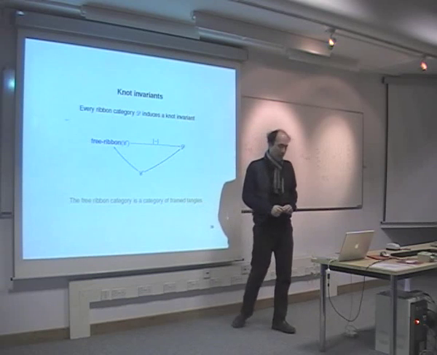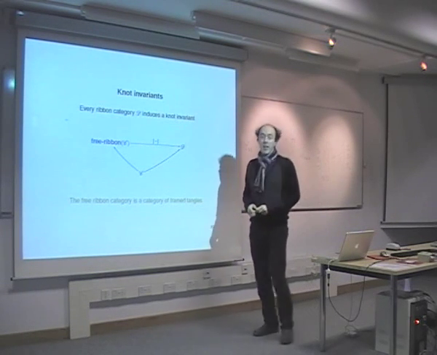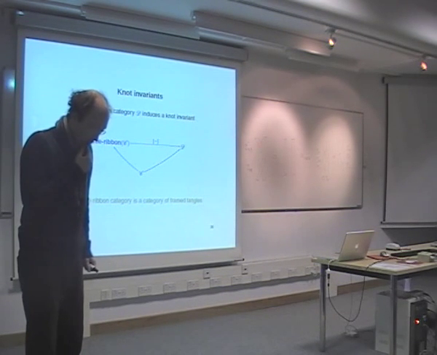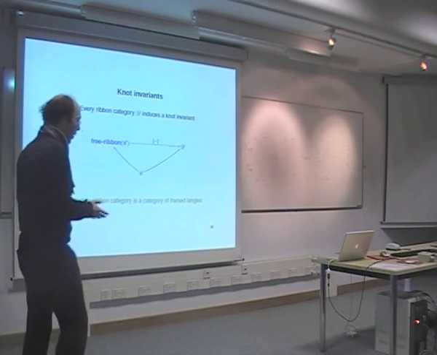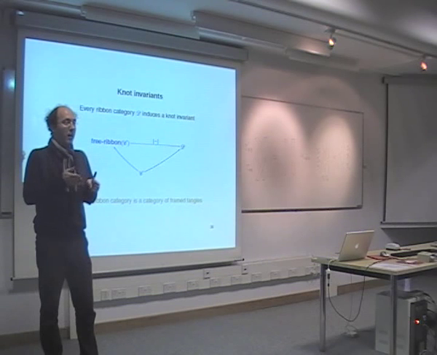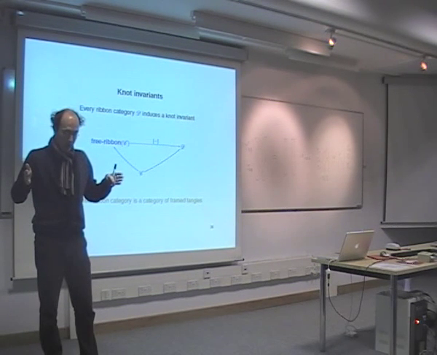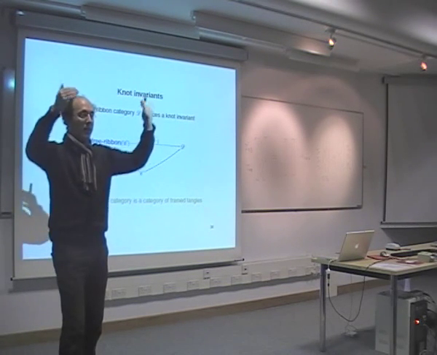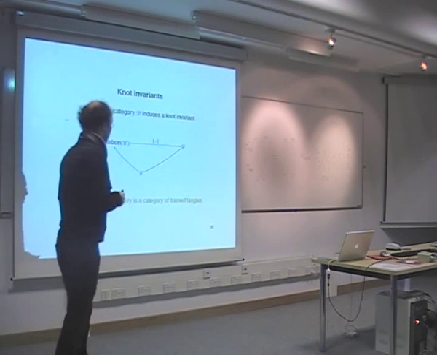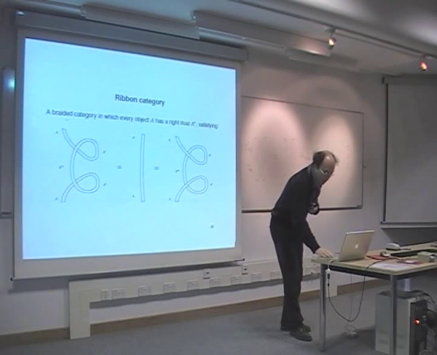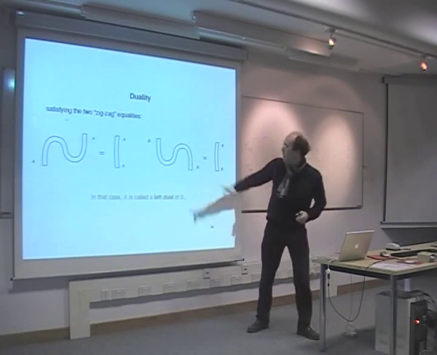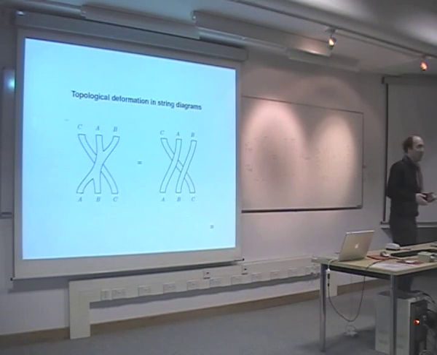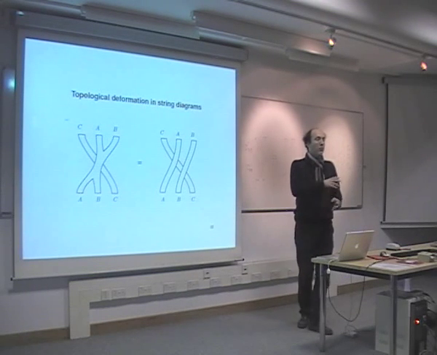The theorem is that the free ribbon category is defined as a category whose objects are sequences of plus and minus. So there are words on plus and minus. And the maps between these objects are tangles. Okay. So that means that the equations that we put here, here, and here are sufficient to describe, they're complete if you like, from the point of view of topological deformation.